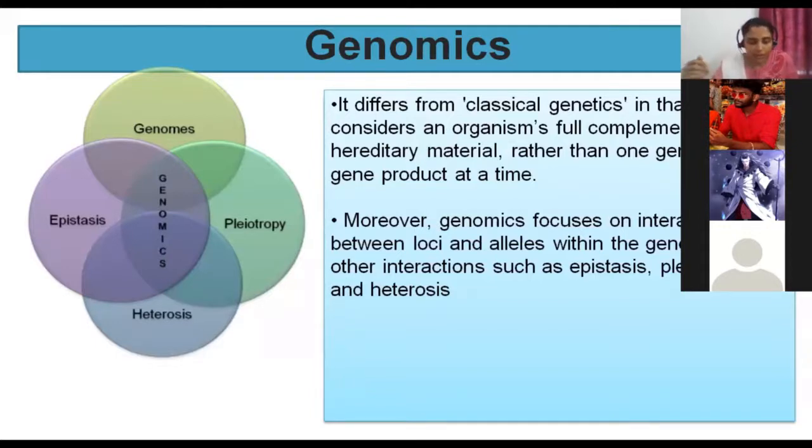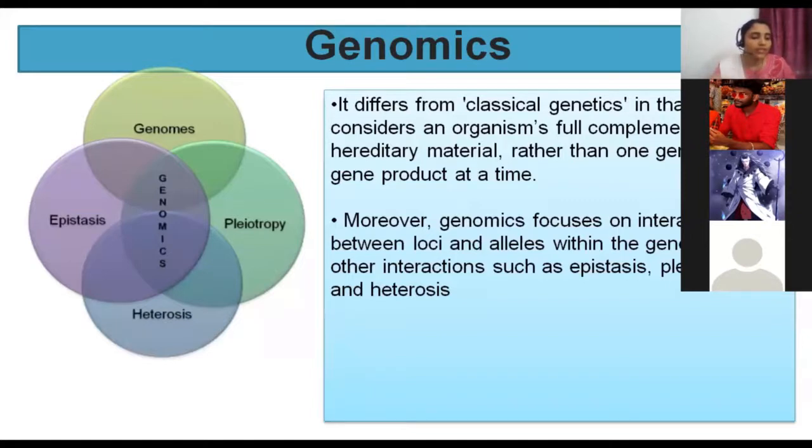Next is pleiotropy. Pleiotropy is how one gene influences two or more unrelated phenotypic traits. So pleiotropy is more of a single gene. How is it going to affect phenotypic traits? Phenotypic traits means the physical traits that you can see: the height, the hair color, the eye color. Those are phenotypic traits. So how one gene is affecting two or more phenotypic traits. That is pleiotropy.